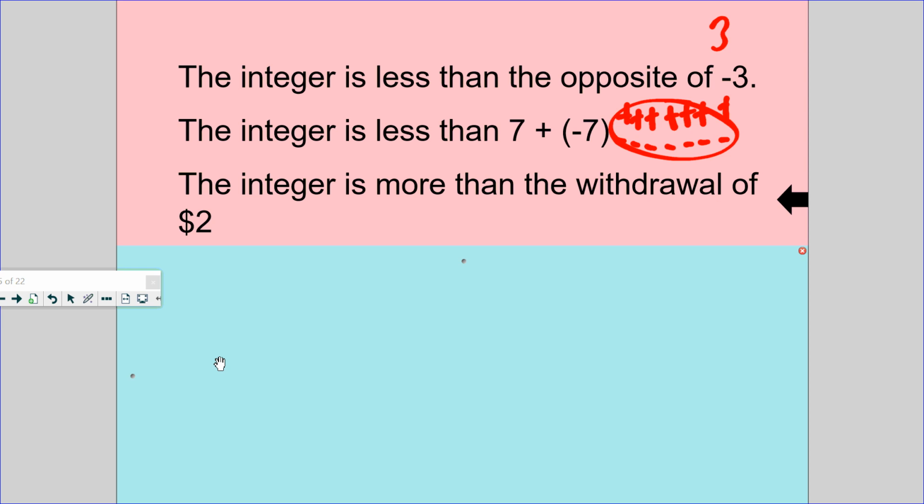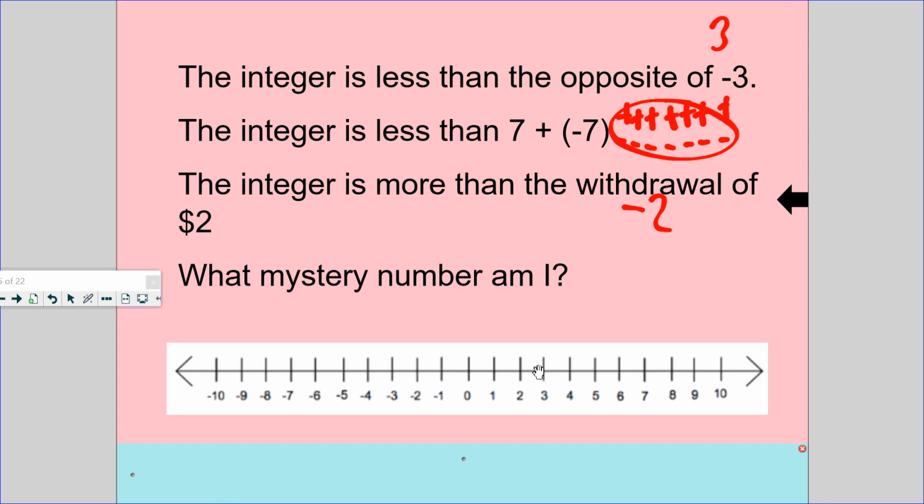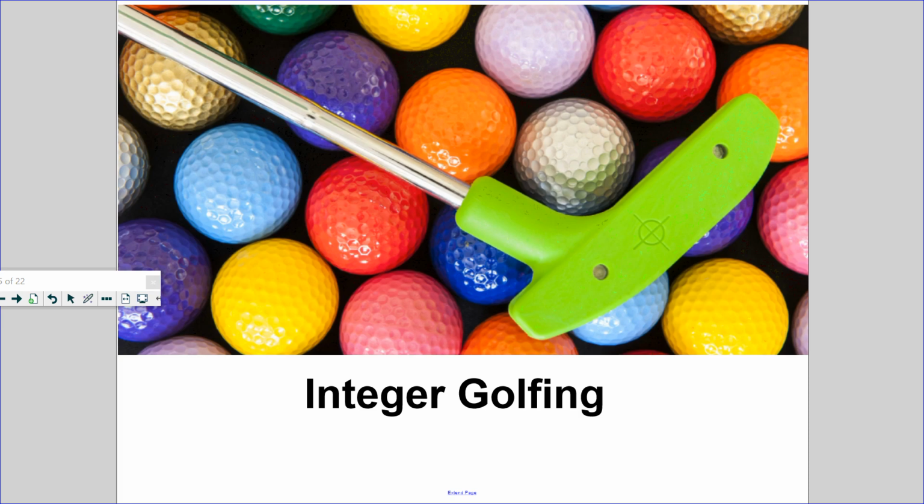So the integer is more than the withdrawal of $2. Withdrawal means negative, taking out $2. So it's less than 3, less than 0, but it's more than negative 2. So what mystery number am I? Negative 1, because it has to be less than 0, but more than negative 2. And what integer is right there? Negative 1.